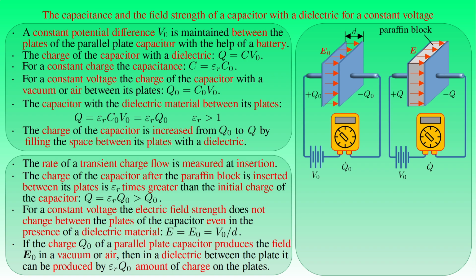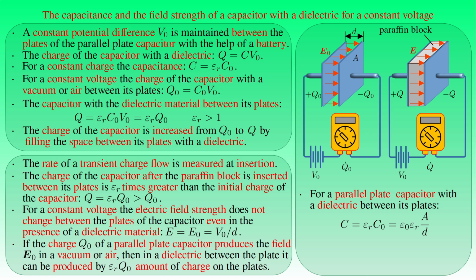Experiments show that the capacitance of any type of capacitor with a dielectric between its plates is epsilon r times greater than that of the capacitor with a vacuum or air between its plates. Specifically, the capacitance of a parallel plate capacitor, when the space between the plates is filled by an insulating material with a dielectric constant epsilon r, is described by the product of epsilon r and the capacitance C0 of the capacitor with a vacuum or air between its plates. The latter is equal to the permittivity epsilon naught of a vacuum, times the ratio of the surface area A of each plate of the capacitor to the distance d between the plates.